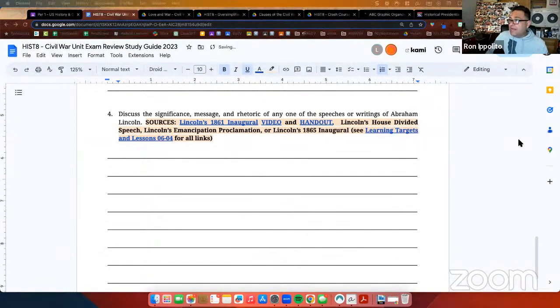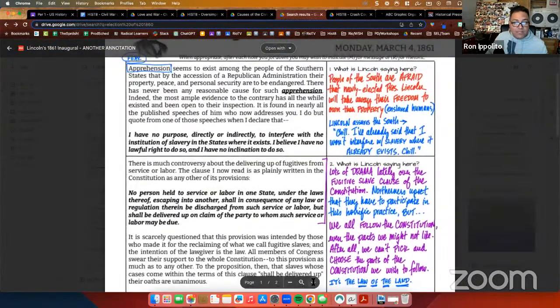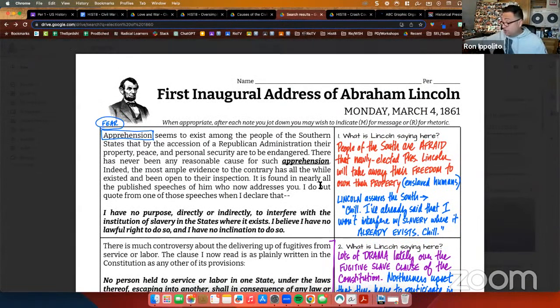Now let me just show you what this looks like, because again, we spent quite a bit of time looking at Lincoln's first inaugural. When I say first inaugural, the reason is that there were two. He was inaugurated once in 1861, and then again in 1865, but this was his 1861 inaugural, the first time that he gave this speech.